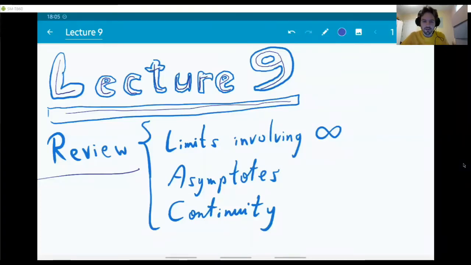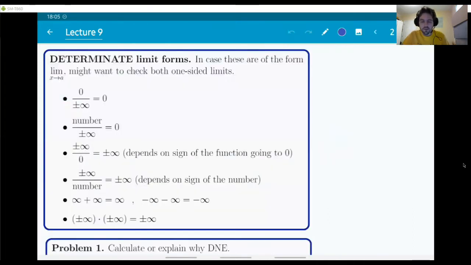This is a review lecture for the topics of infinite limits and also limits at infinity, asymptotes, both vertical and horizontal, and continuity of functions. I will be briefly reminding you of certain concepts, but the best way to do a review is by solving problems. So we'll have a bunch of problems here today.